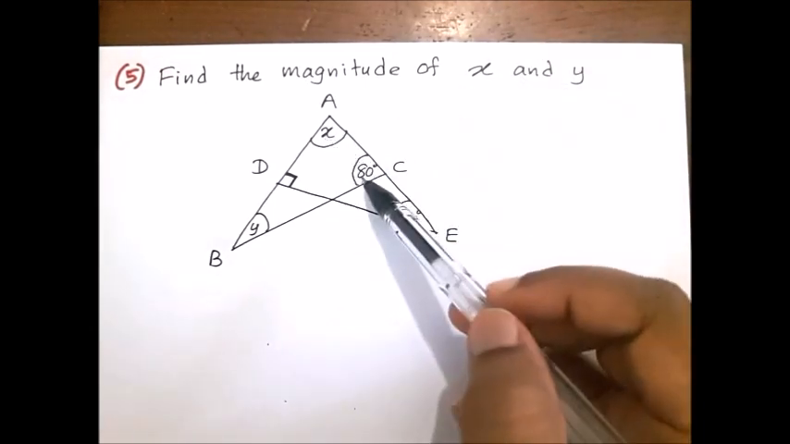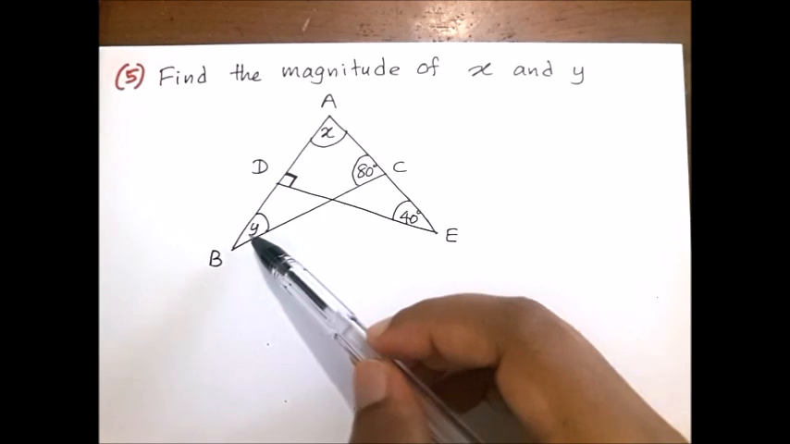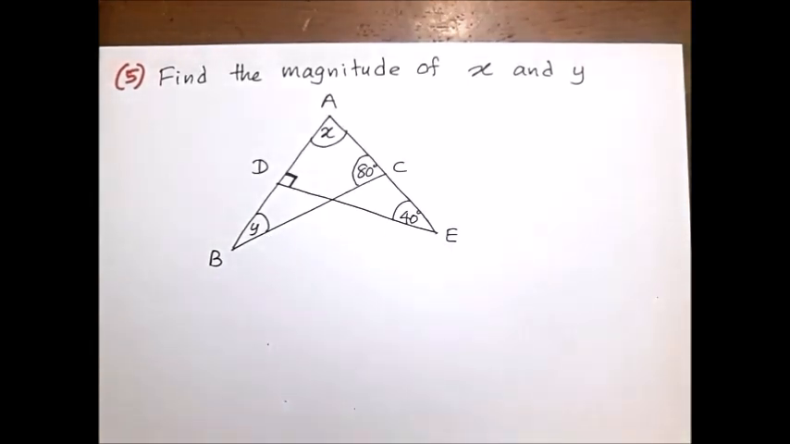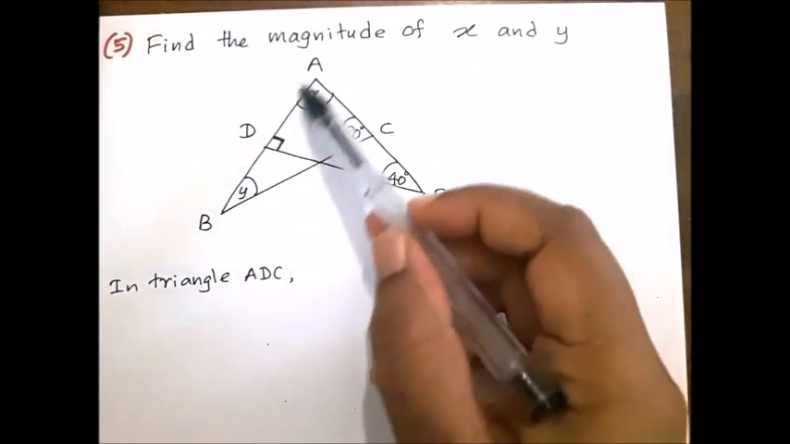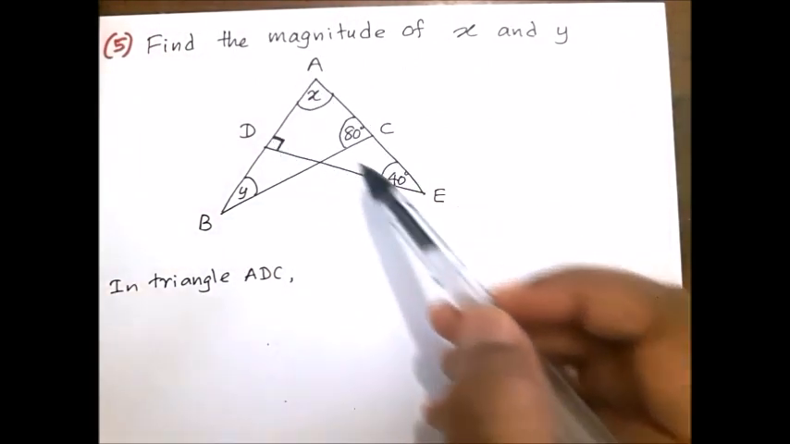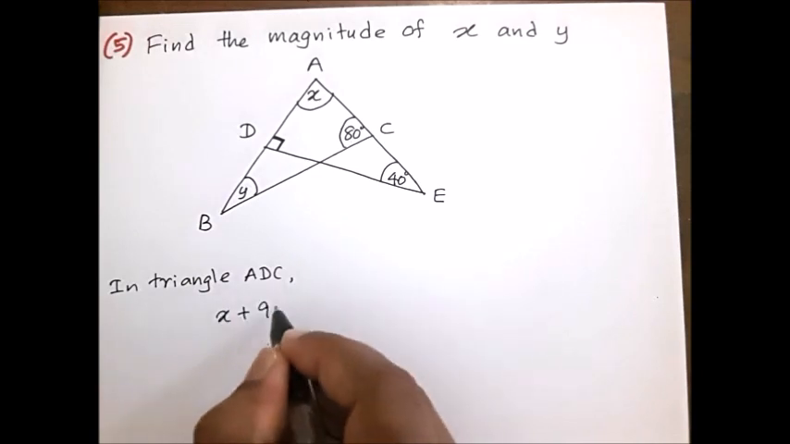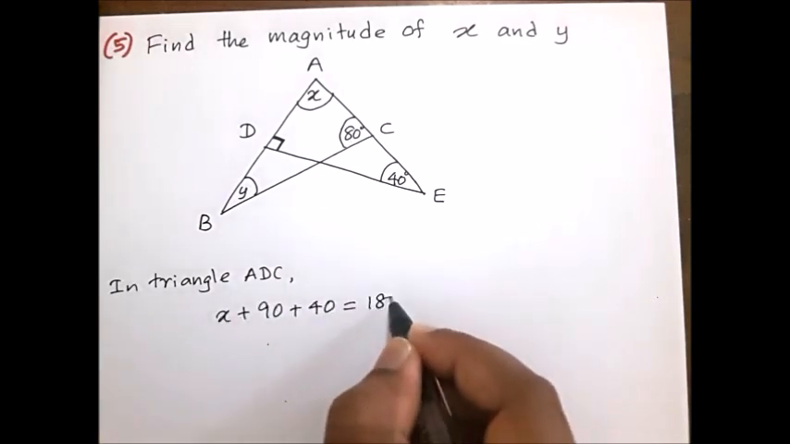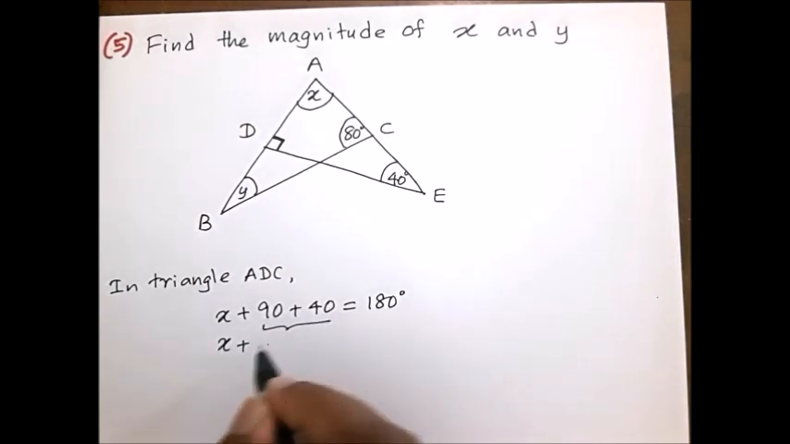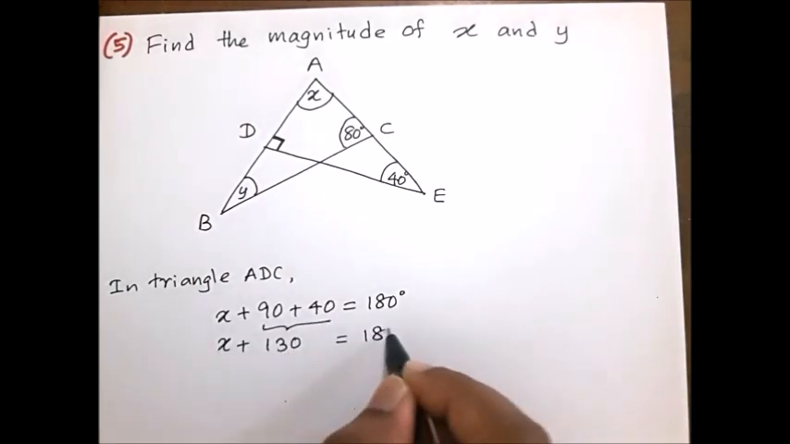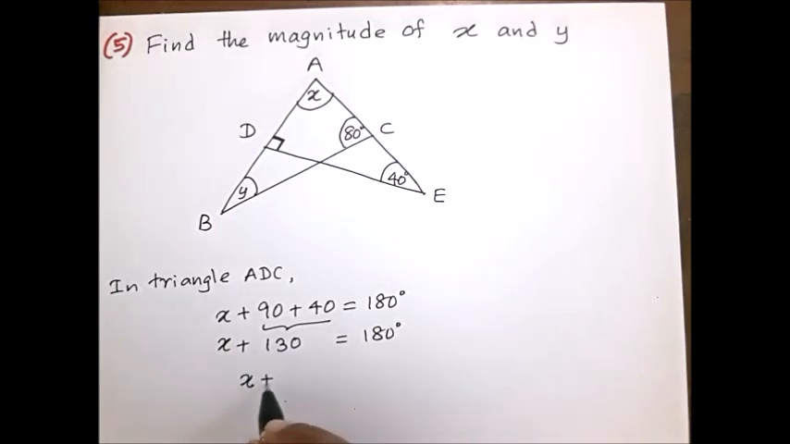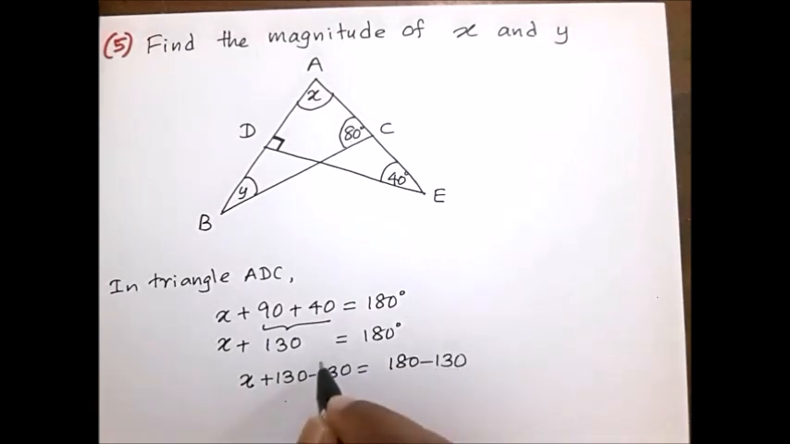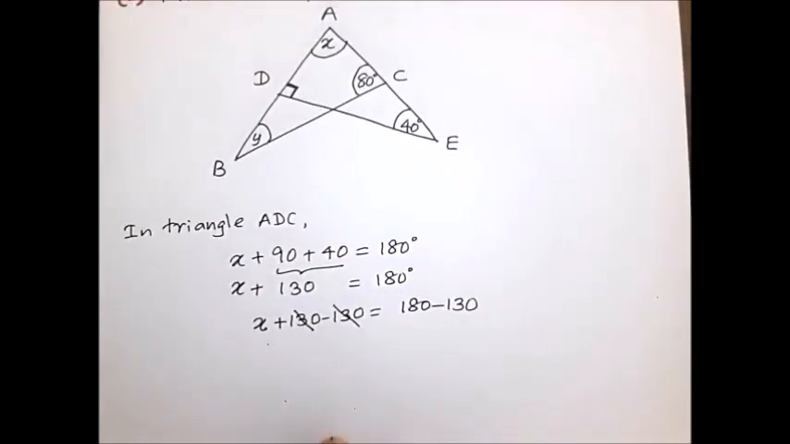Then, by adding these three angles, you can find the magnitude of y. Now again look at triangle ADE. Interior angles are x, 90 and 40. x plus 90 plus 40 equals 180 degrees. 90 plus 40 is 130 degrees. Then to find the value of x, subtract 130 from both sides of this equation. 130 cancels. Then x equals 180 minus 130, which is 50 degrees.